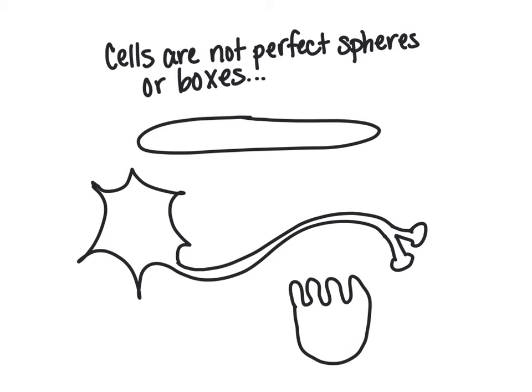So when we're first teaching about cells, we typically draw them as circles and say, oh, here's a cell. And it kind of falsely leads people to believe that all cells in the body are just perfect spheres. But in reality, cells come in different shapes, and the shape really has a lot to do with the function of the cell.